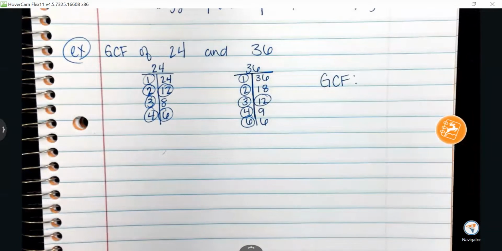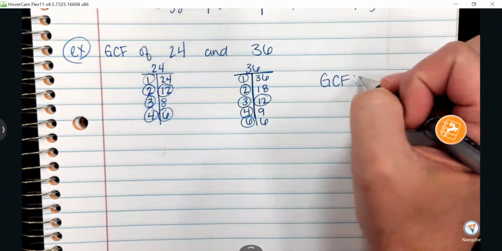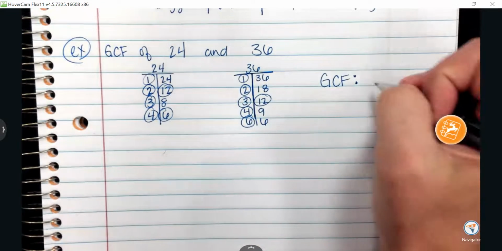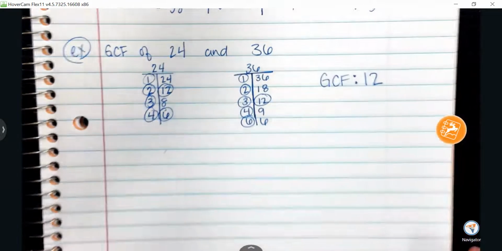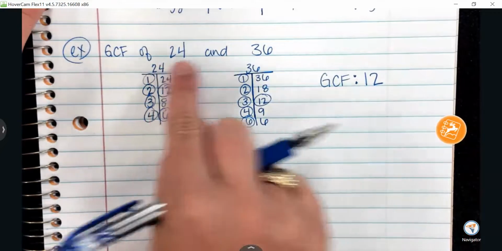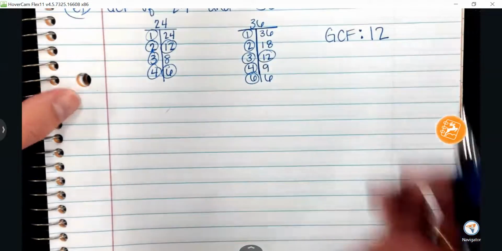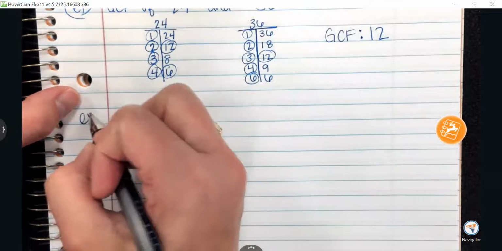What's the greatest number they have the same? One number they have the same. That is the greatest. So 12 is the greatest common factor. I can divide both of these numbers by 12. Okay. All right, let's do another one.